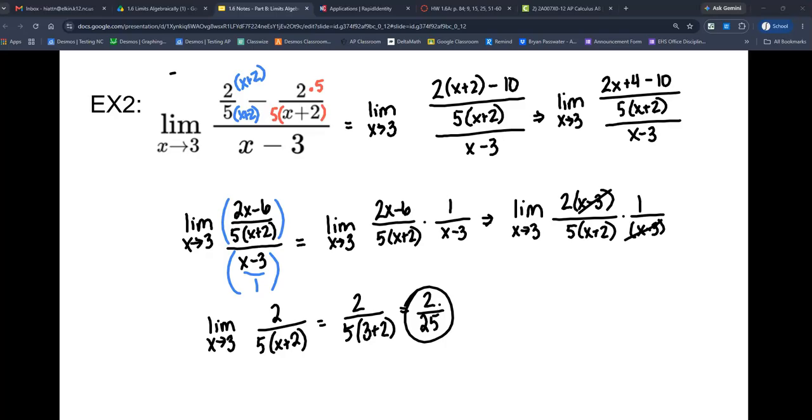Notice that I kept my limit notation all the way to here, and then I dropped it when I plugged the number in. That is textbook correct. I know you're thinking, I don't want to do that. It's stupid to have to write it. But it is not mathematically correct unless you keep it that way.